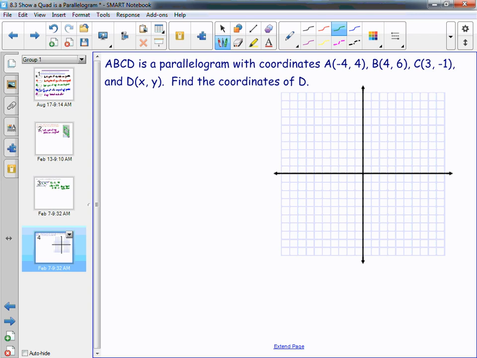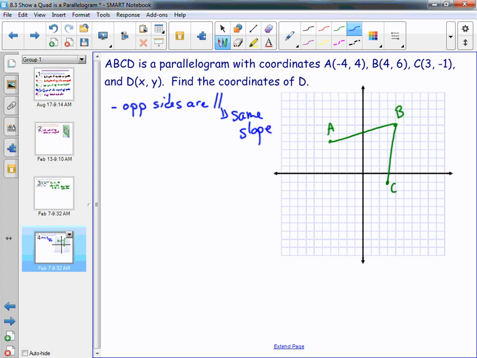Our next example is a coordinate one. So we have a graph, and it says here that ABCD is a parallelogram with coordinates of A is the point -4, 4. So we're going to plot that point. B is 4, 6. C is 3, -1. And we don't know D. How can we find D? There are a couple different ways we can look at this. We can say, well, we know that opposite sides are parallel, which means they have the same slope.